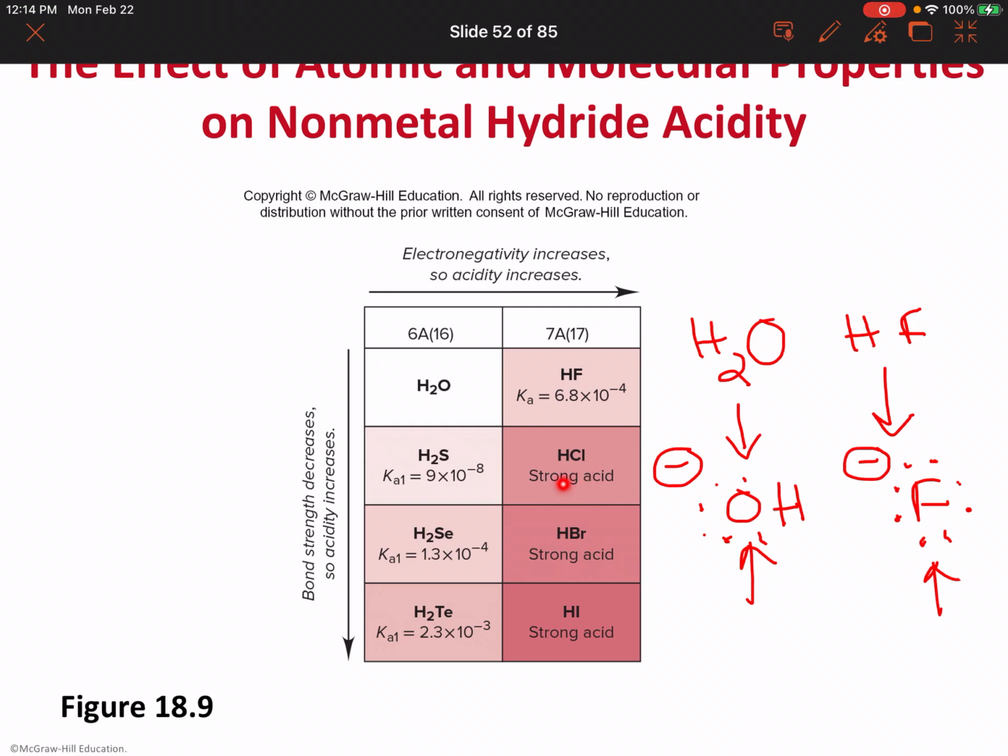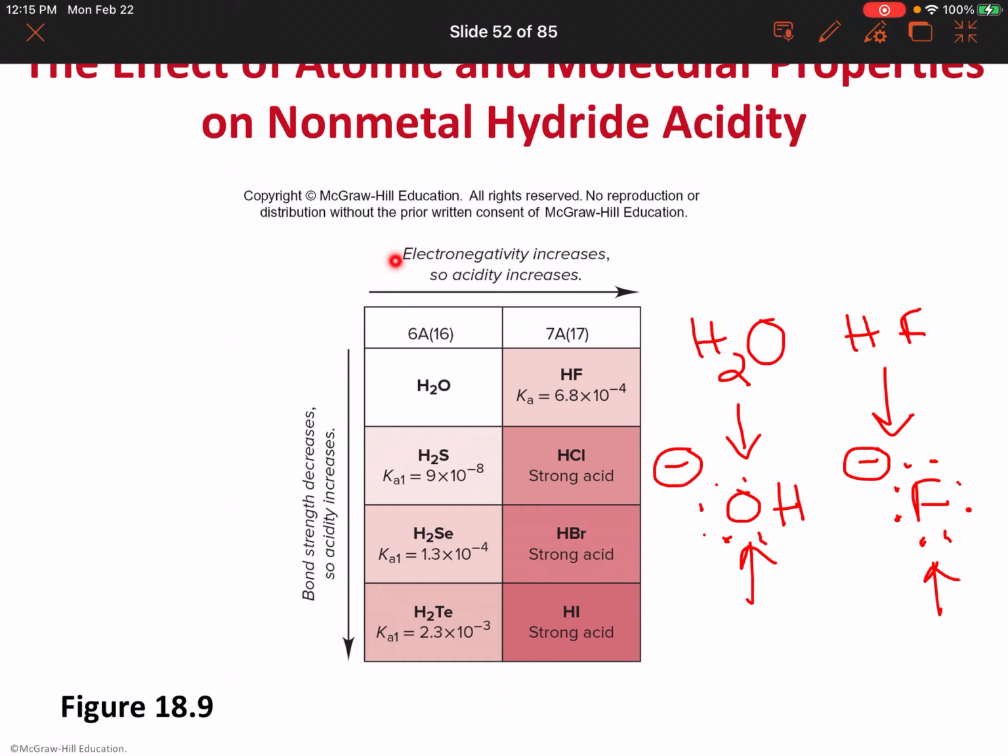Same thing between H2S and HCl. Chlorine is more electronegative compared to sulfur. Once the hydrogen is lost, chloride can accommodate that negative charge more readily compared to sulfur. So hydrochloric acid is a stronger acid compared to H2S. H2S is a weak acid, HCl is a strong acid. Same thing in these other acids as well. As you go across the periodic table, acid strength increases because the electronegativity increases.